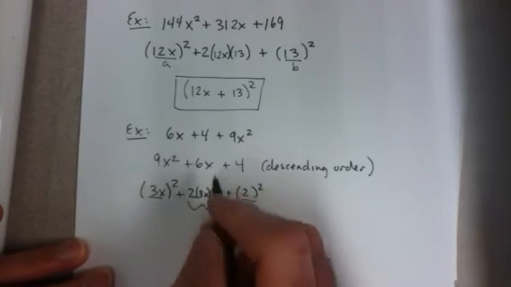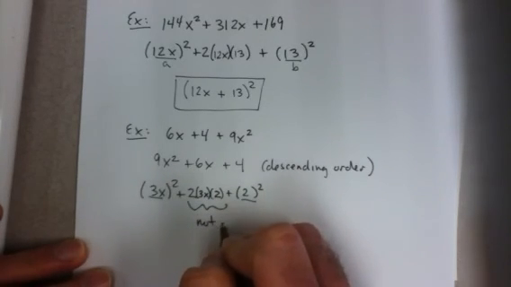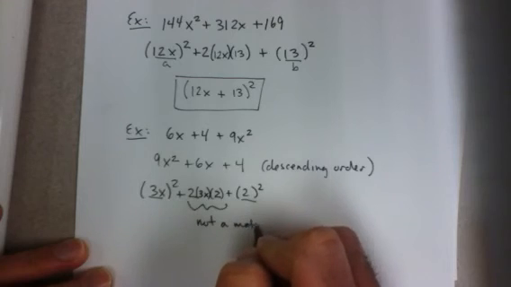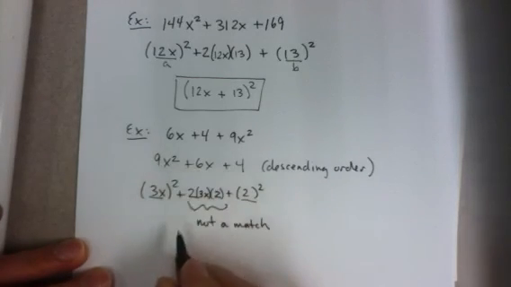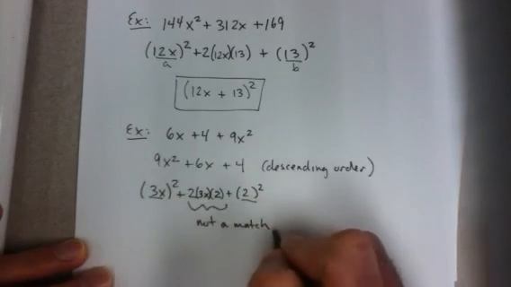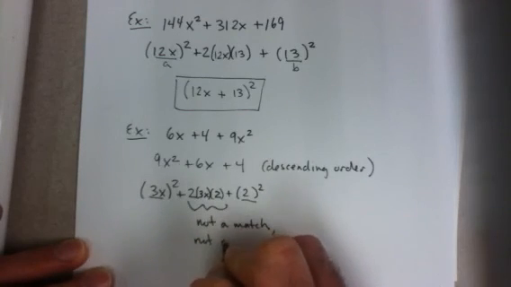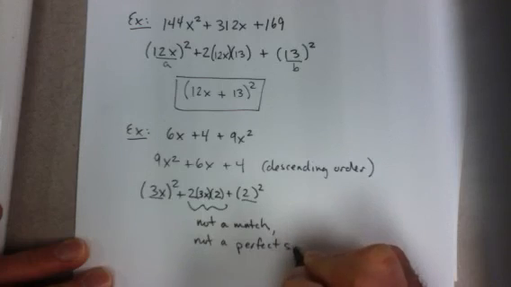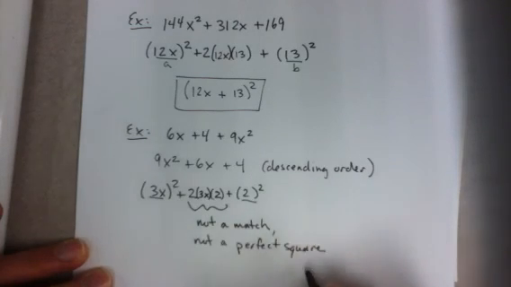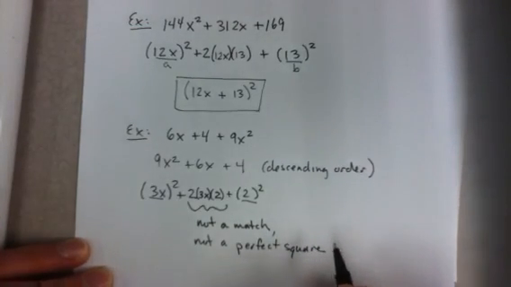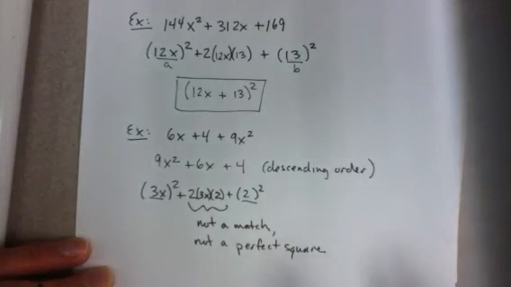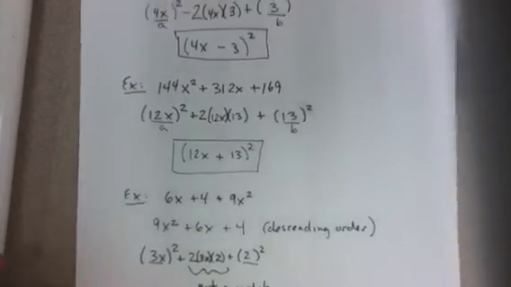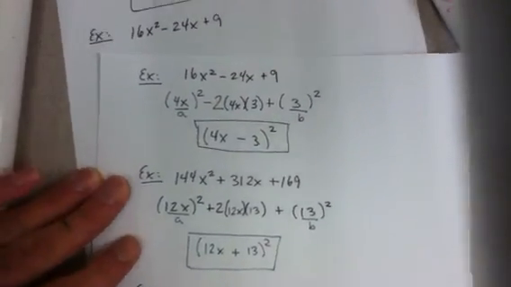So because of this, not a match to the original term. Therefore, this is not a perfect square trinomial. Now, it may be factorable in another way or not, but all we know at this point is that it is not a perfect square. So there are some examples of factoring a perfect square trinomial.